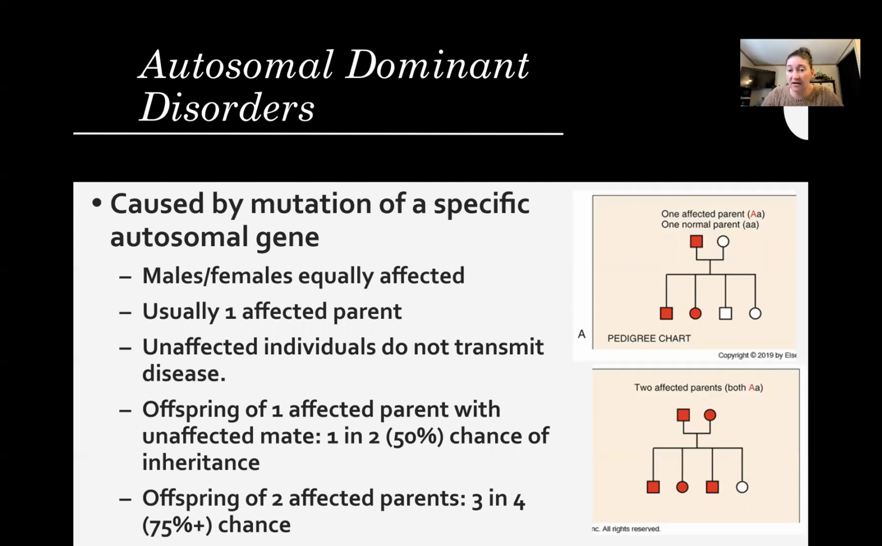So you see that here, the top graphic shows one affected parent, one not affected parent. And as you can see, 50% chance. When we have two affected parents, we end up with a 75% chance.